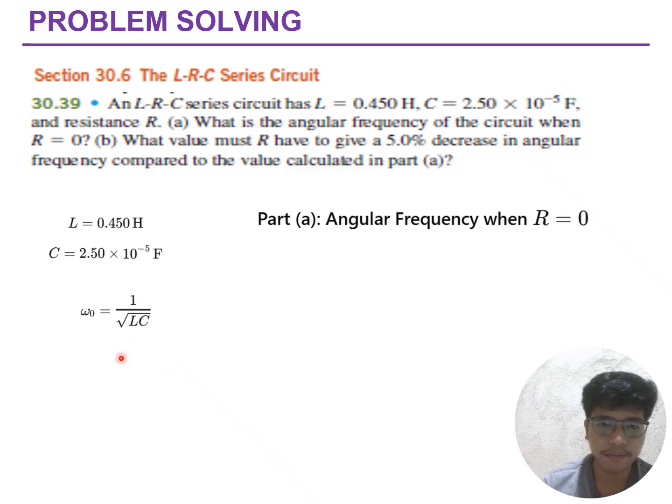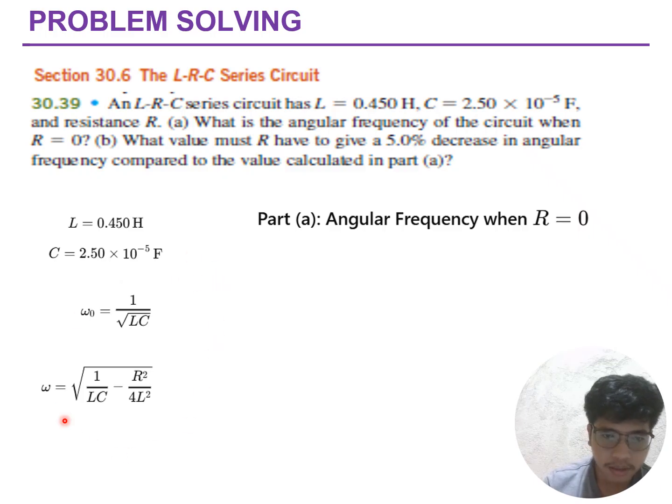After this, omega naught is equal to 1 over the square root of LC. Then we have the damped angular frequency with resistance. So this is the formula: omega is equal to the square root of 1 over LC minus R squared over 4 L squared.